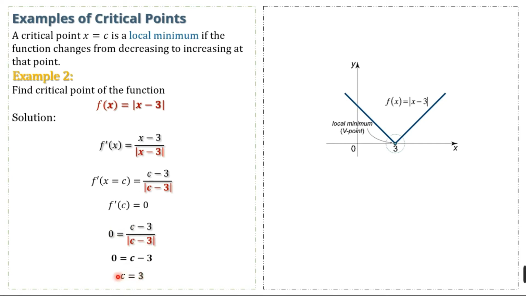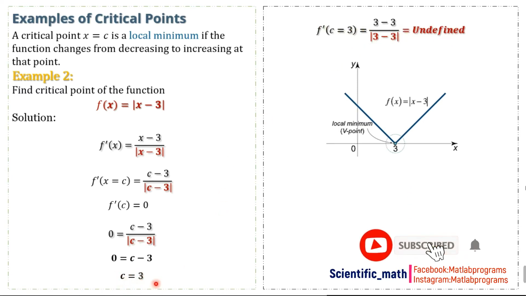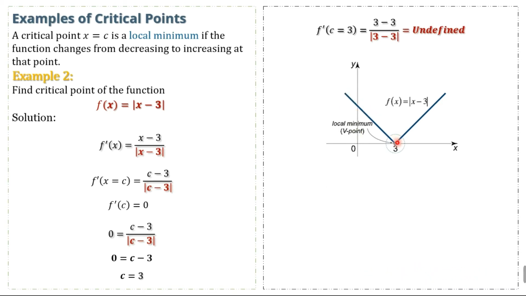Now we substitute this value in the derivative of the function, and we check whether the derivative of the function is equal to 0 or undefined. After substituting the value, we can see the derivative of the function is undefined, so we have a critical point c = 3. This is the graph of the function, and we can see first the function is decreasing, and after the point c = 3, the function is increasing. It means this is the critical point and local minimum point.